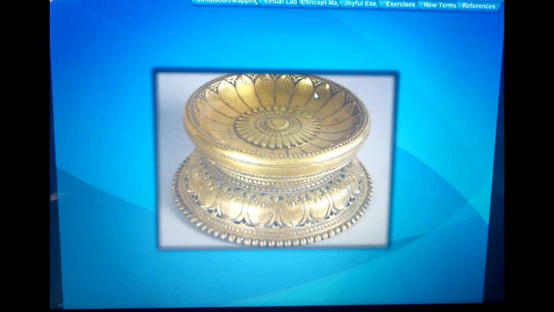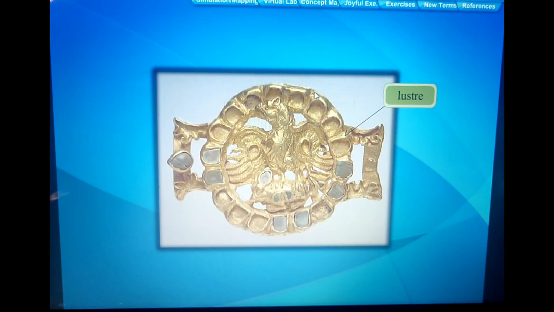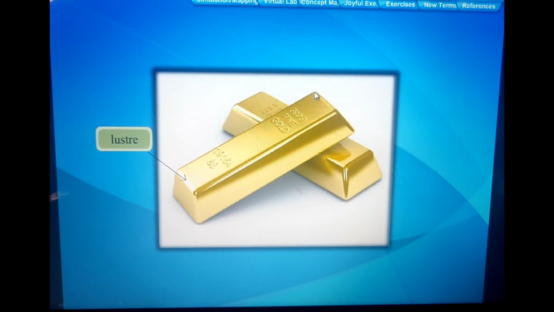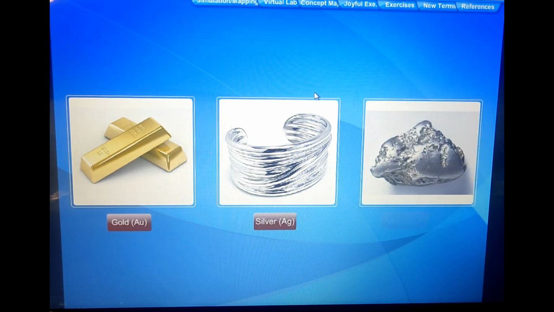Luster. Most metals can be polished and have a shiny surface. This property is called metallic luster. The shiny surface of metals makes them good reflectors of light. Because of their metallic luster, gold, Au, silver, Ag, and platinum, Pt, metals are used for making jewelry and decorative articles. Non-metals cannot be polished like metals. They are dull in appearance.